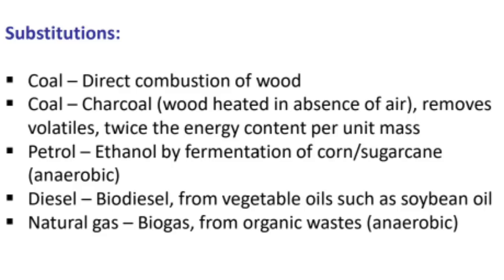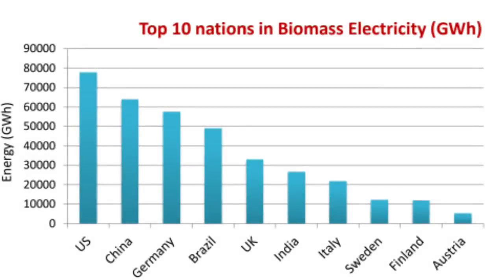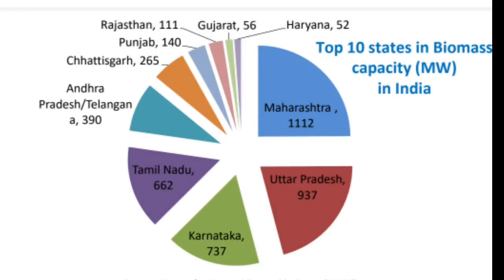Top 10 nations in biomass electricity: the US is at the top position, China second, Germany third, Brazil fourth, UK fifth, India sixth, Italy seventh, Sweden eighth, Finland ninth, and Austria tenth. Now the top states in biomass capacity in megawatt in India: Maharashtra is at the top position with 1112, Tamil Nadu 662, Uttar Pradesh 937, and Karnataka 737.